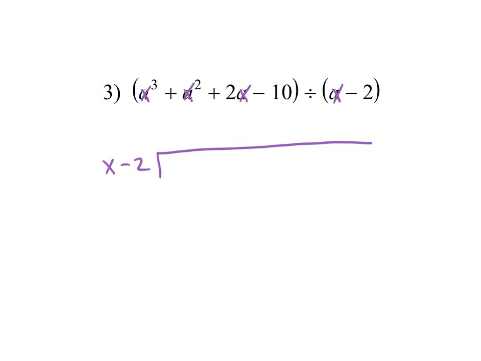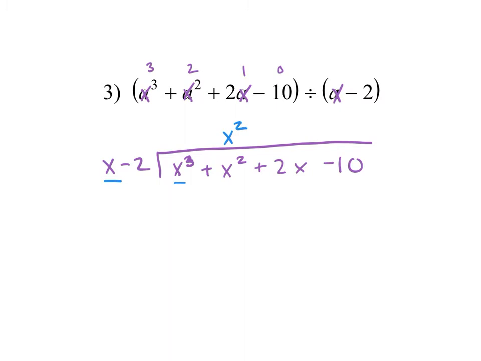Do we have all of our terms here? We have cubed, squared, just a regular x, and a number. So are we missing anything? No. So we're good to write it all in our box. So x cubed plus x squared plus 2x minus 10. Where do we start? What times x gives us x cubed? X squared.